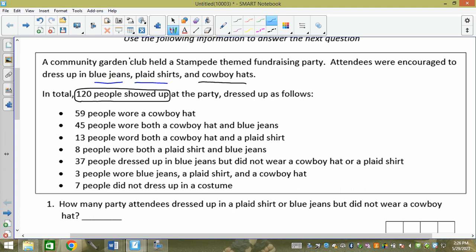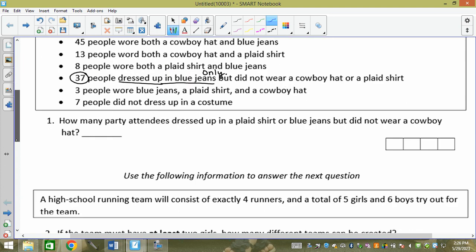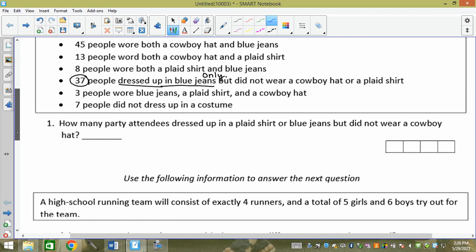So that's basically saying 37 people dressed up in blue jeans only. So I can put that one in whenever I want to, right? 2 people wore blue jeans, plaid shirt, and cowboy hat, some did not dress up in a costume. So we got a 3-circle.